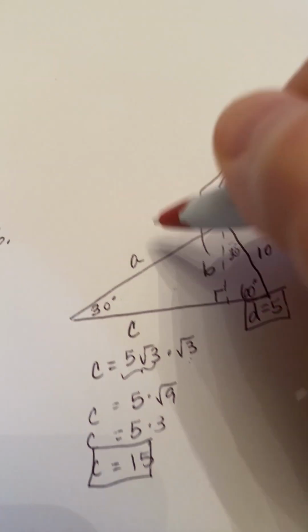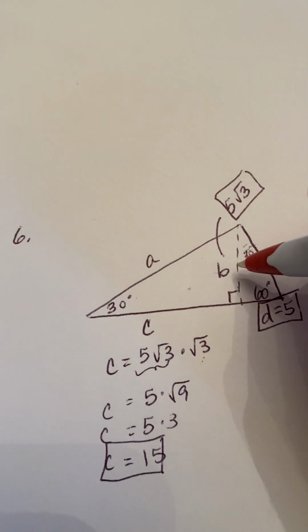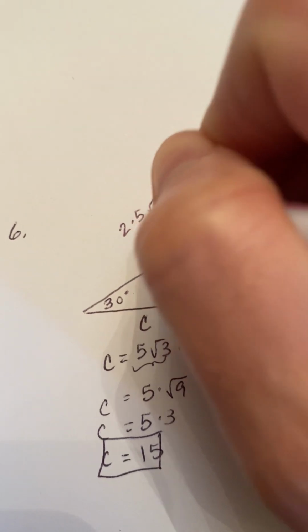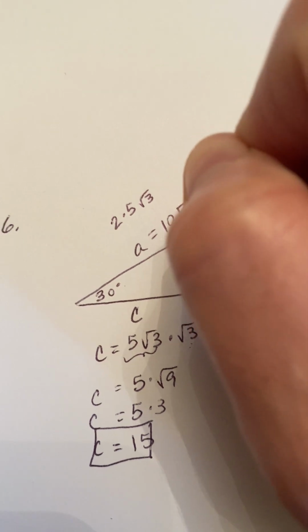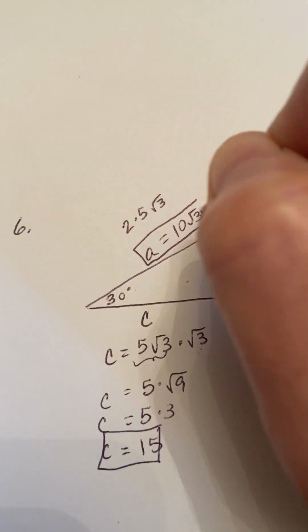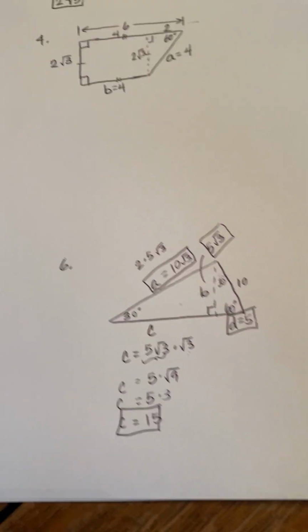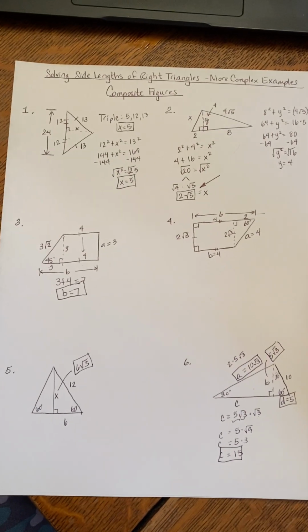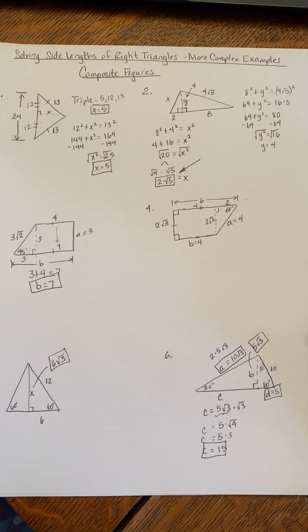All right. When we come over here to A, the hypotenuse is just double the short leg. If you do 2 times 5 square roots of 3, you will get 10 square roots of 3 for A. Alrighty, guys, those were 6 of the more complex problems, bringing all of the rules together.